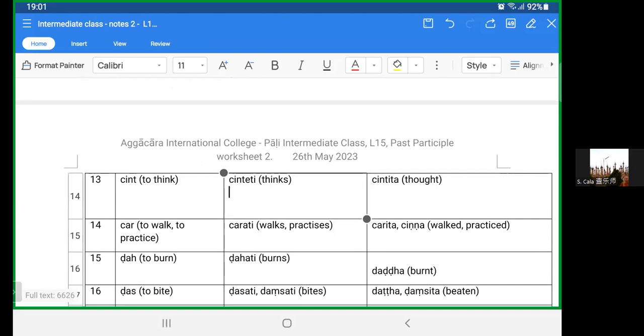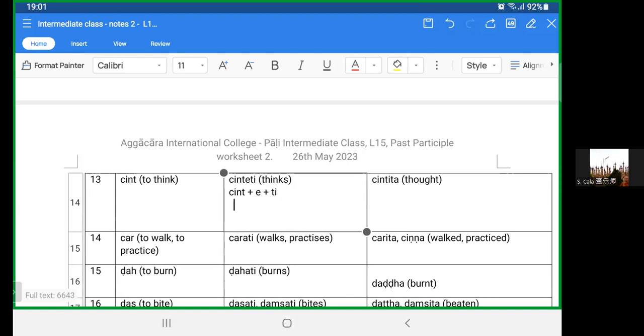Chin is the root, chin, plus okay, 7 conjugation E, A, and plus T. Okay, so this is a 7, okay. So you can just write 7 conjugation group, all right. So how do you get the past participle? So chinte plus ita, okay, becomes chintita. Chintita. Is it easy here? Yes. Easy, right? Okay. Thank you. Next one, all right, thank you.